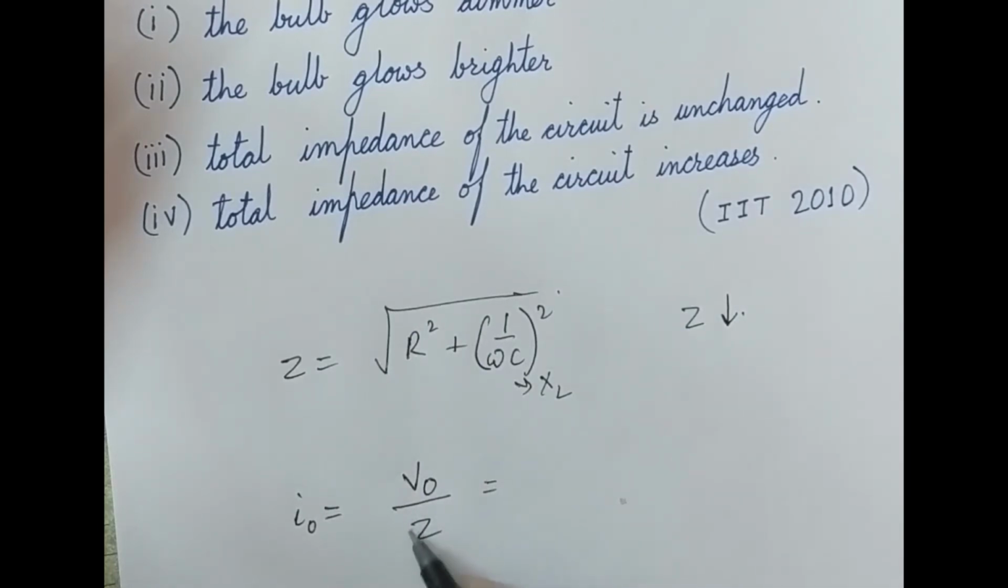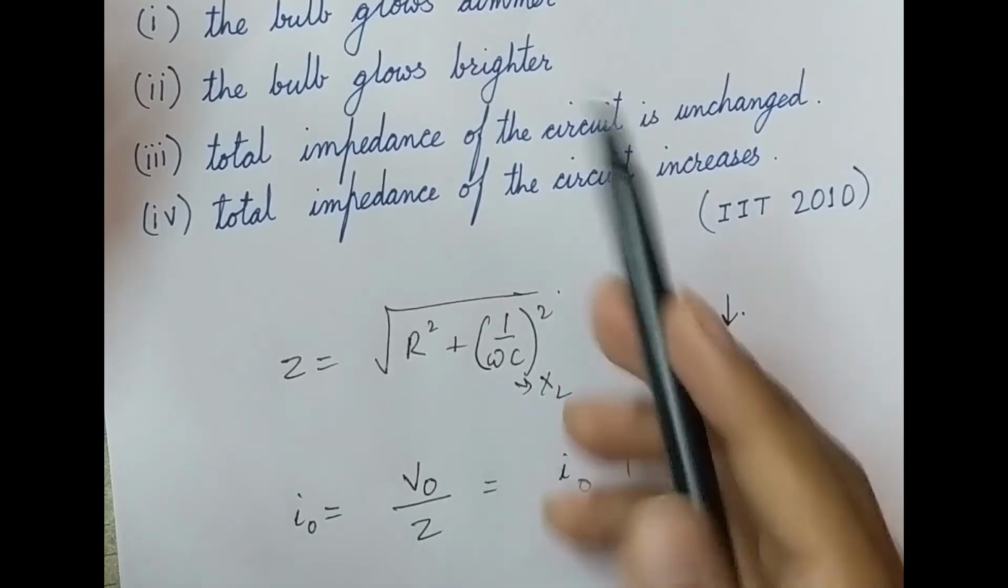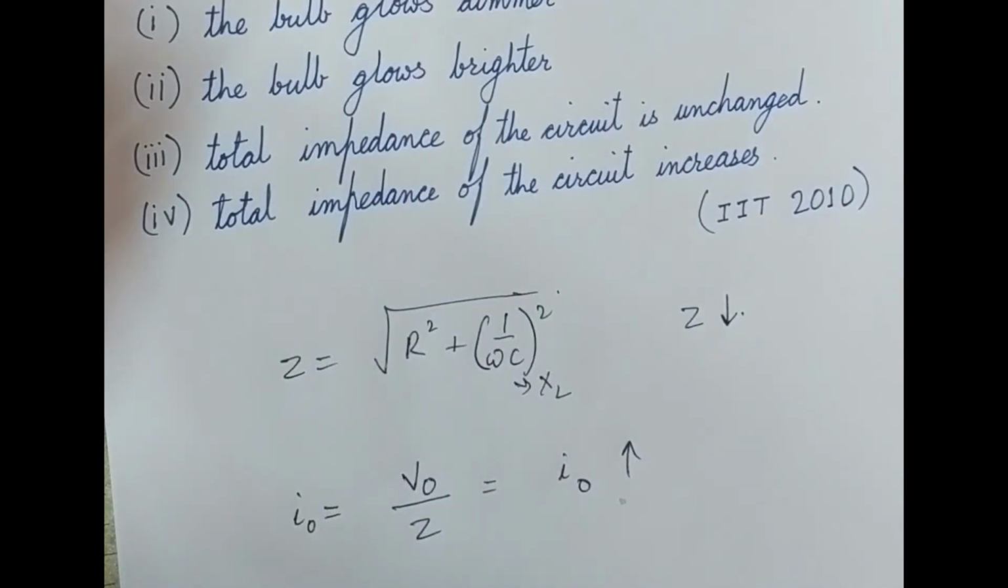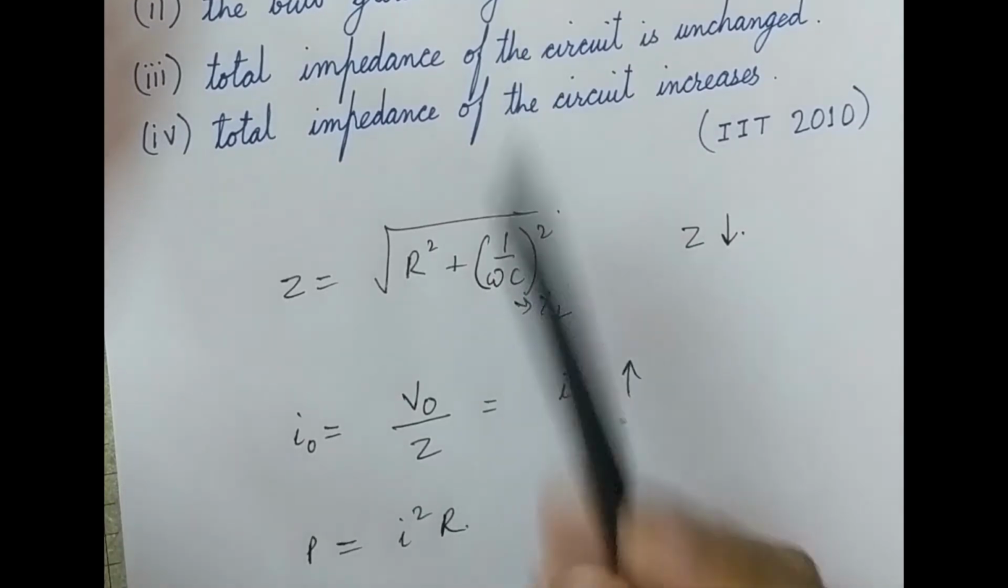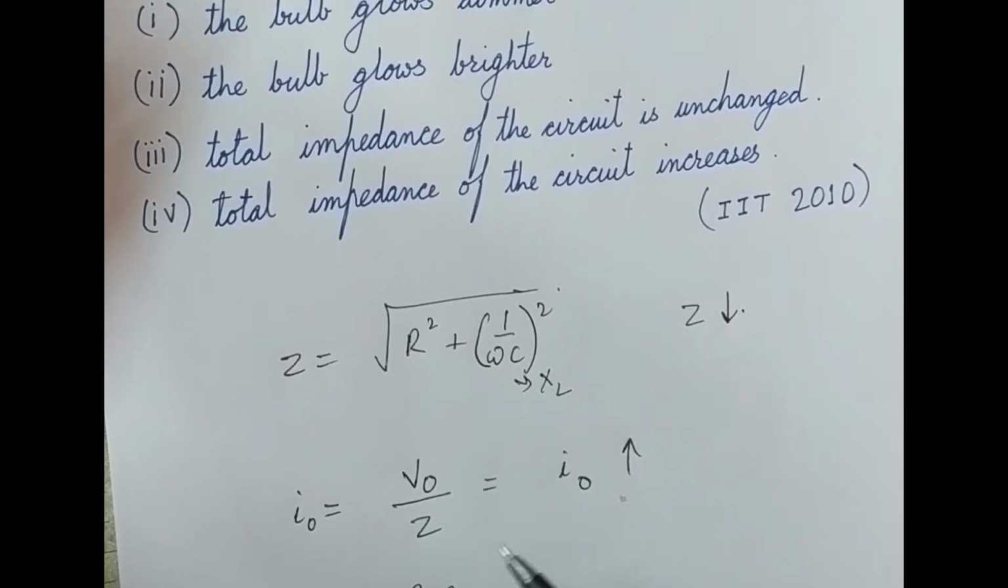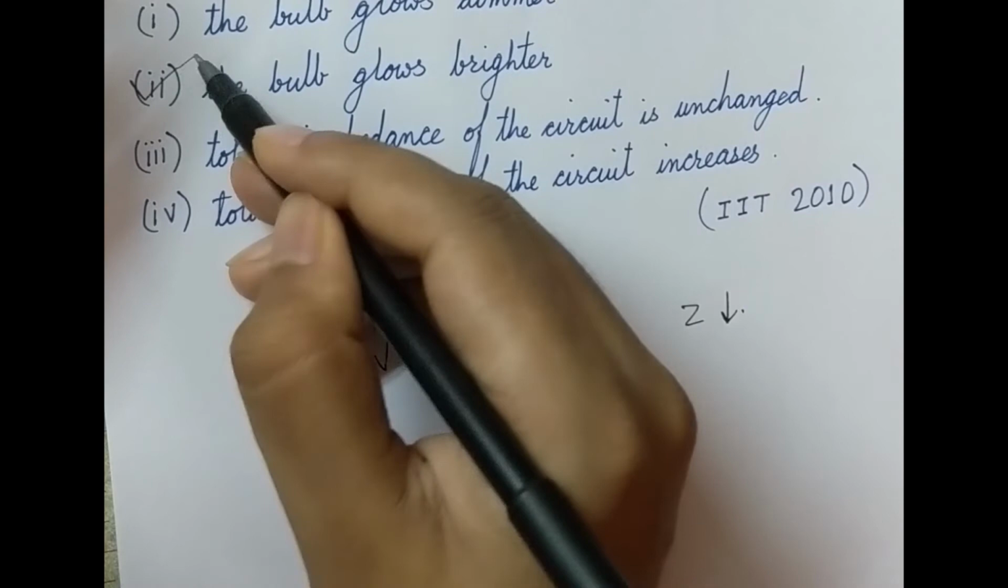So if Z decreases, if the denominator decreases, then the current goes up. If the denominator is decreasing, the fraction value goes up. So I naught increases. Now, to check whether the bulb glows brighter or dimmer, we need to check the power. The power is just I square into R. R is a constant, so it just depends on I. So if I is increasing, then the power itself also goes up, so the bulb tends to glow brighter.